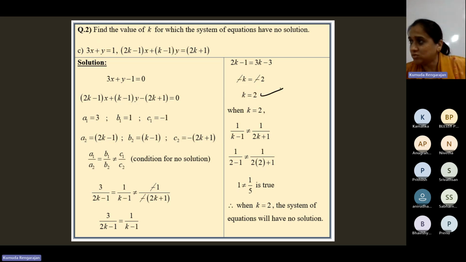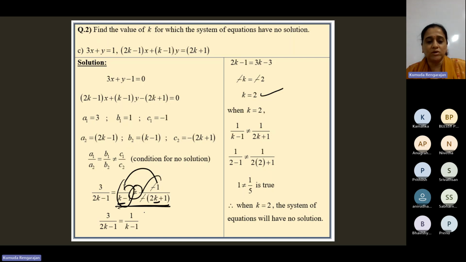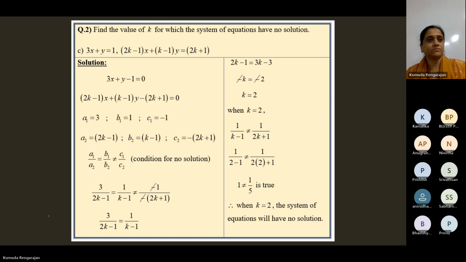See, we got k is 2. Now can we go ahead with 2 is the question. For that, you'll have to check in this portion. You should substitute k as 2 and work this one. And this one should be true. What is here? This one should not be equal to this one. That should be true. And yeah, that's what we're getting. 1 is not equal to 1 by 5. It's correct. It's true. So we can go ahead with this value of k. All right. That is when k is equal to 2, the system of equations will have no solution.